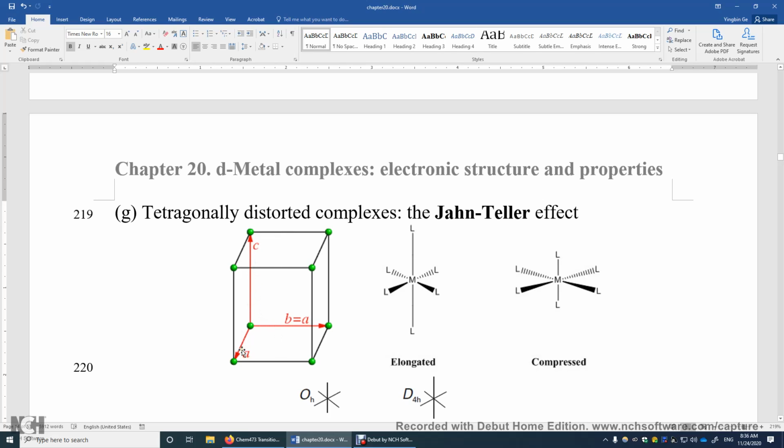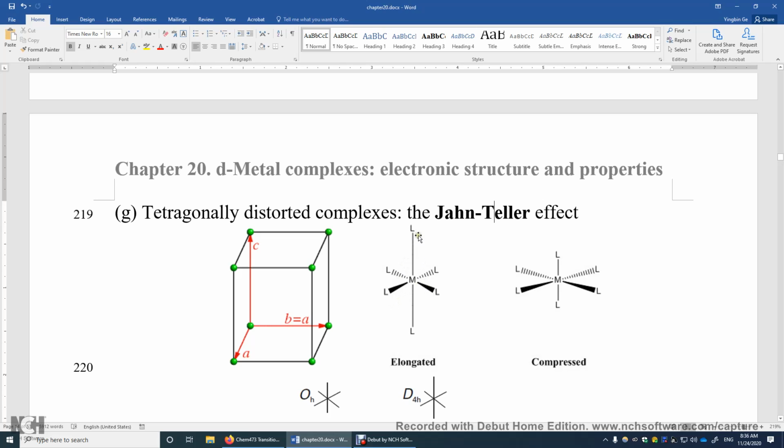C can be longer than A, and then you have an elongated structure. C can be smaller than A, and then you have a compressed structure. But both structures, these two, are called tetragonally distorted complexes, and both belong to the D4h point group.